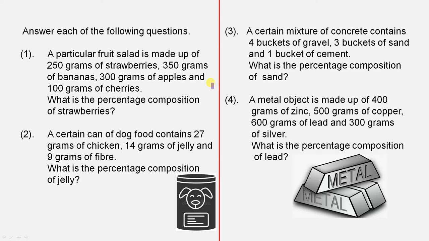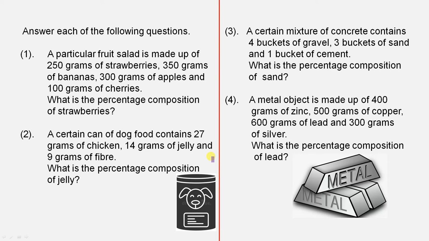Number one, a particular fruit salad is made up of 250 grams of strawberries, 350 grams of bananas, 300 grams of apples, and 100 grams of cherries. What is the percentage composition of strawberries? All we have to know here is that we have 250 grams of strawberries. We know that because that's what we've been given. And the other thing we need to work out is the total amount of ingredients. How many grams is the total? So you just add up those four and then you can proceed with the working as shown in the lesson.